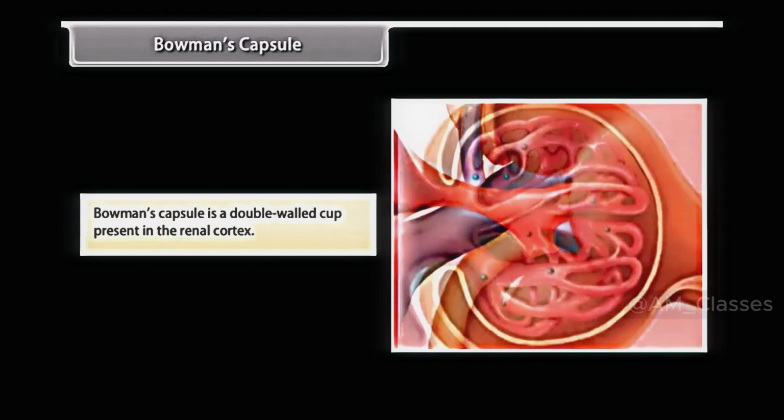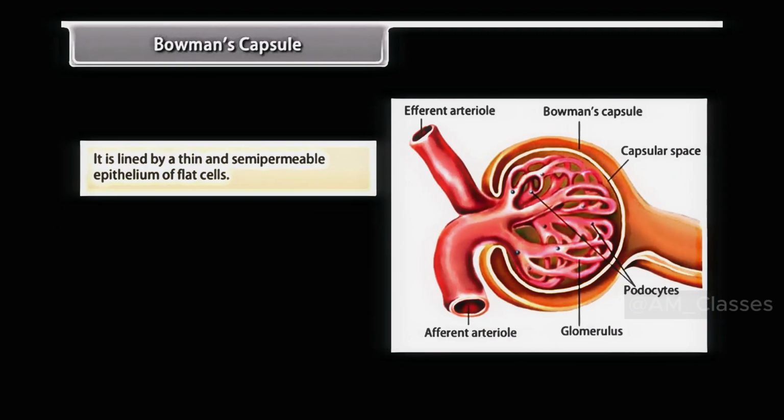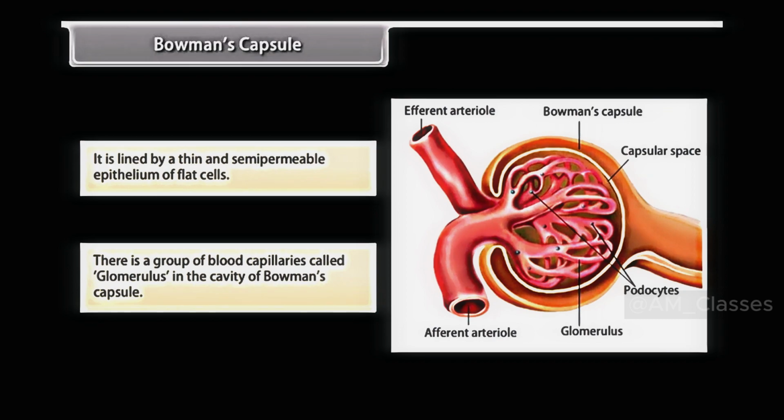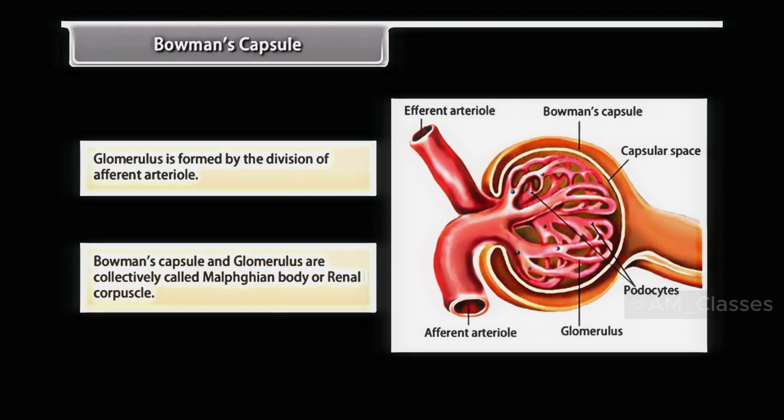Bowman's capsule. Bowman's capsule is a double-walled cup present in the renal cortex. It is lined by a thin and semi-permeable epithelium of flat cells. There is a group of blood capillaries called glomerulus in the cavity of Bowman's capsule. Glomerulus is formed by the division of afferent arteriole. Bowman's capsule and glomerulus are collectively called Malpighian body or renal corpuscle.